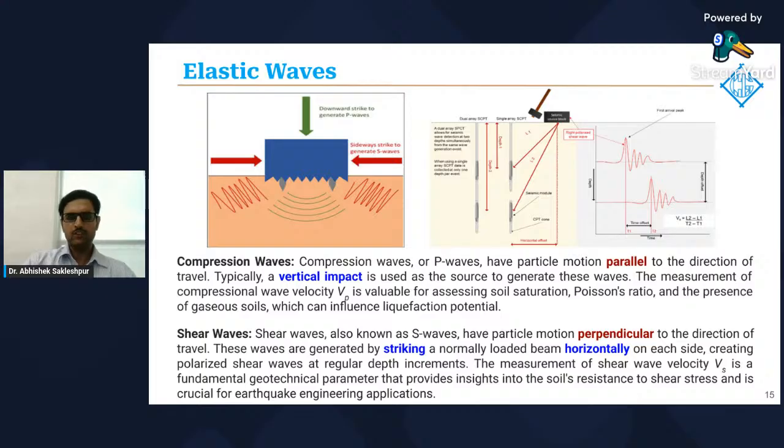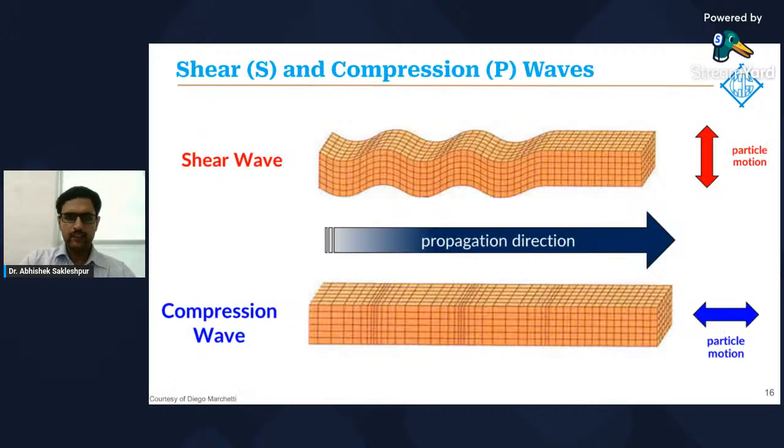Now, these compression waves or P waves have particle motion that's parallel to the direction of wave travel, and it's generated using a vertical impact on the source. Whereas shear waves or S waves have particle motion that's perpendicular to the direction of wave travel, and they are generated by striking the beam horizontally. Now, the next slide shows an illustration of how shear waves and compression waves are generated, their propagation direction relative to the particle motion.